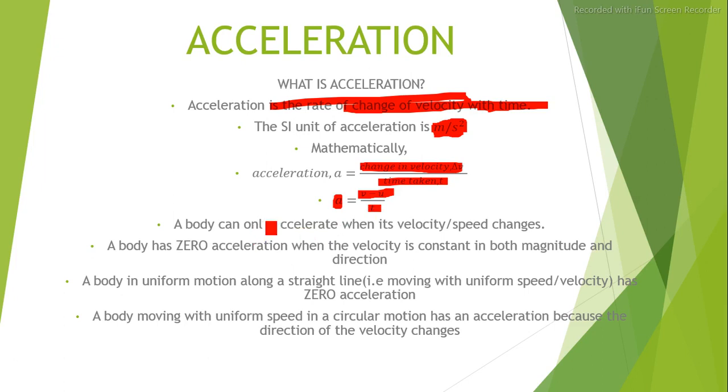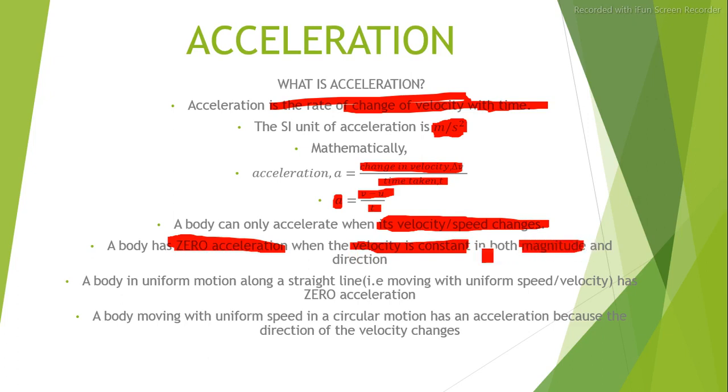Now, when we say linear acceleration, we are talking about acceleration along a straight line. So what we are looking at today is acceleration along a straight line. So a body can only accelerate when its velocity changes, take note of that. It is only when there is a change in the speed or the velocity of a body that we say the body has accelerated. So there must be a change in the speed or velocity before you can talk about acceleration. A body has zero acceleration when the velocity is constant in both magnitude and direction.